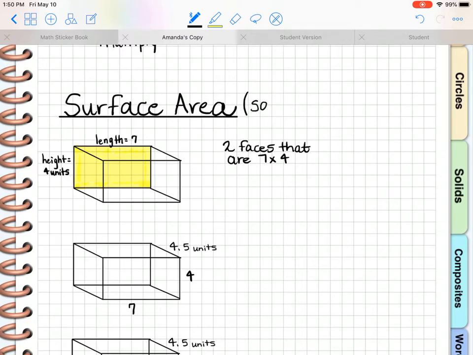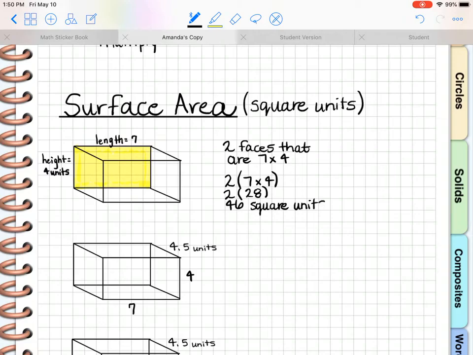Remember, area is measured in square units. So how many little squares does it take to cover that back panel and also the front panel? To write this mathematically, you would say 2 times 7 times 4. We have 2 of those panels. So 7 times 4 is 28, and we have 2 of those. On your calculator, you can do 2 times 28, and you end up with 56 square units.